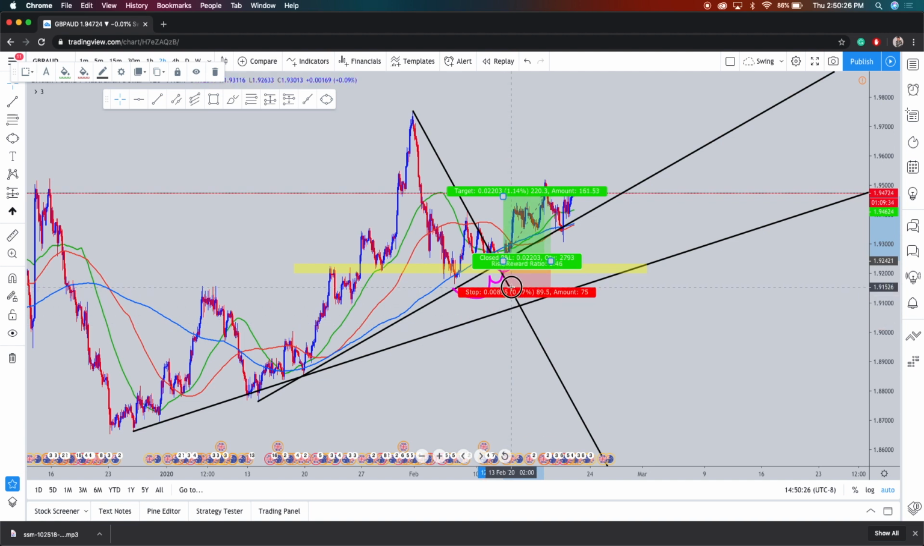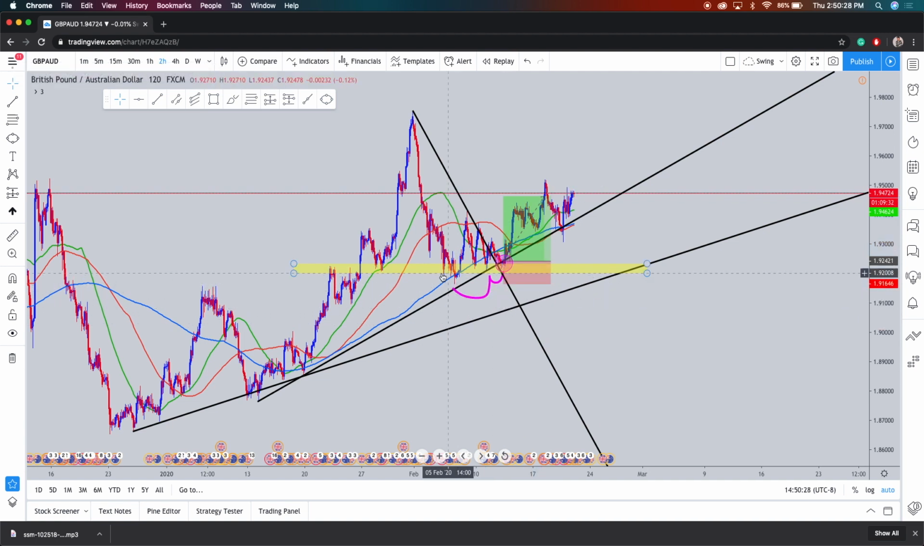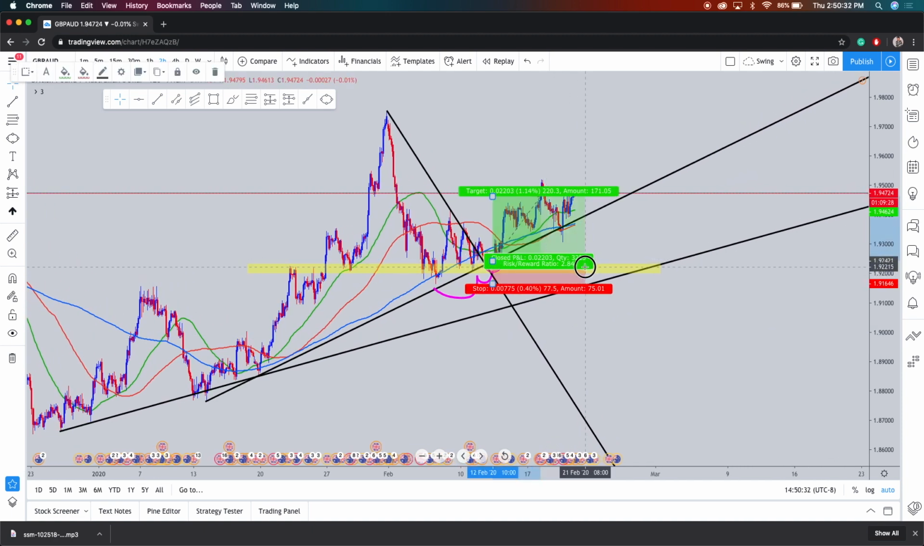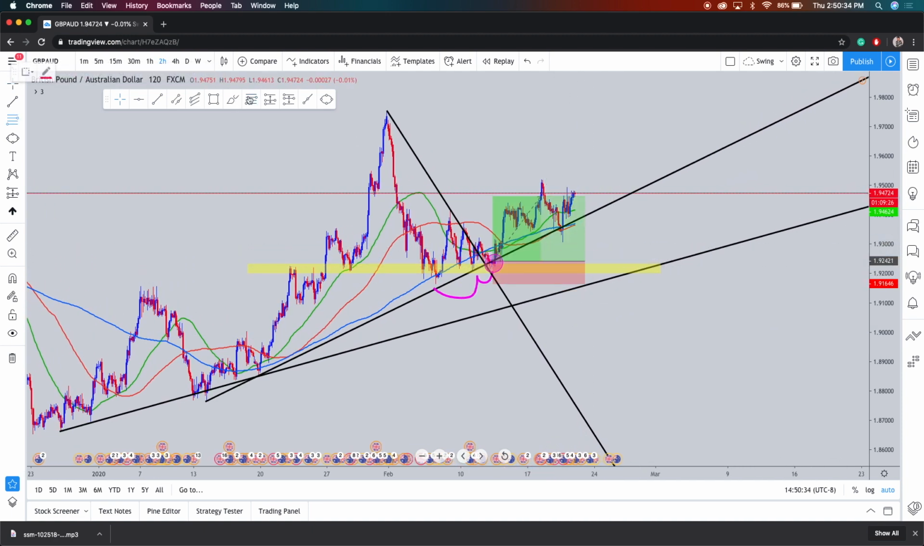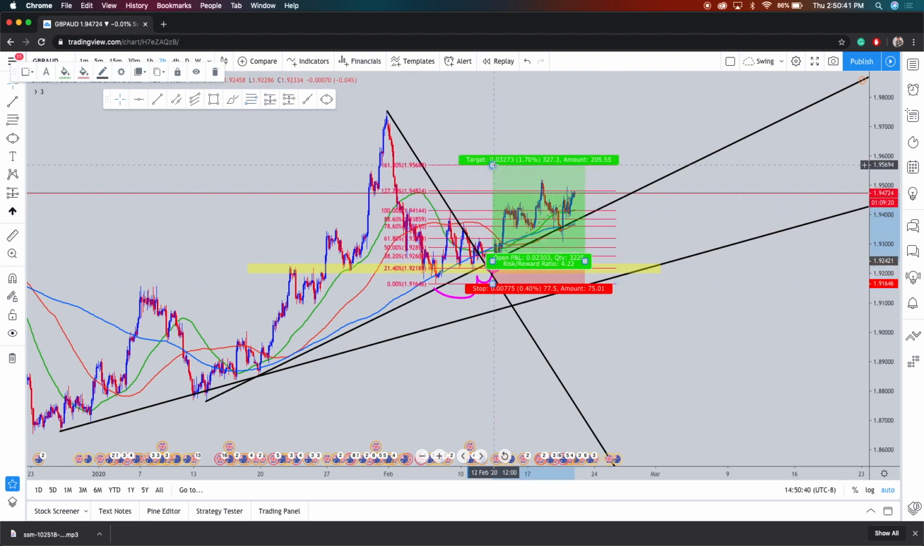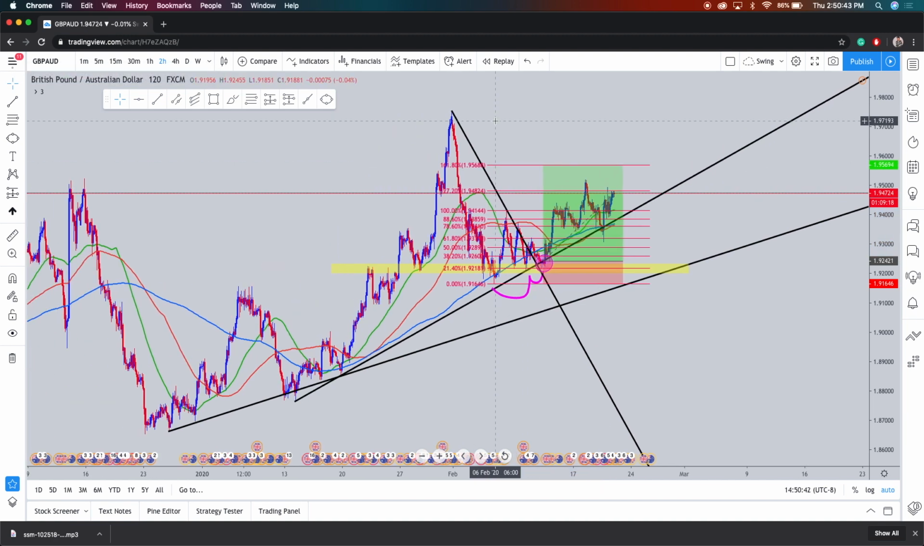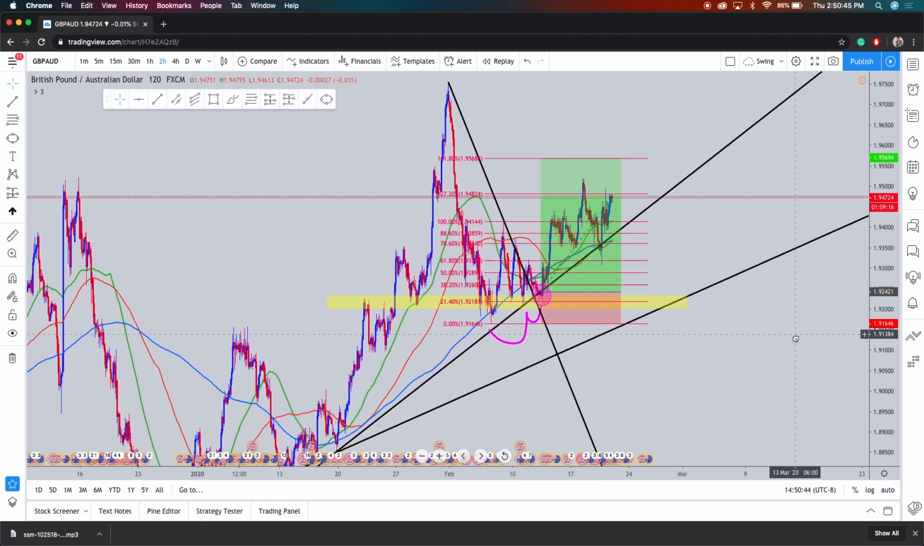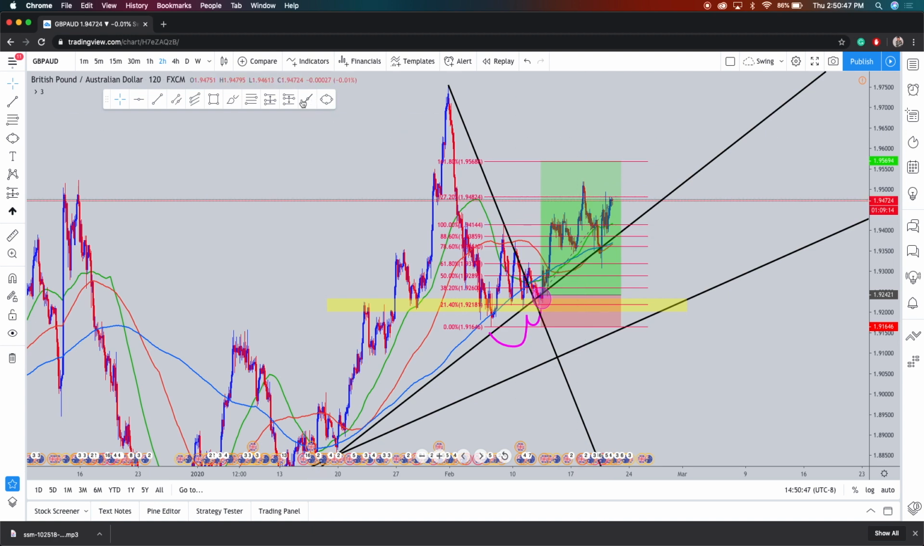My stop was right below here. I knew if it broke down there, it would break down further. So this was basically the spot if anything was going to happen. And sort of the same thing for my target. Here on this extension, the 161 was my final TP. It did reach the first take profit area here, and I took off.